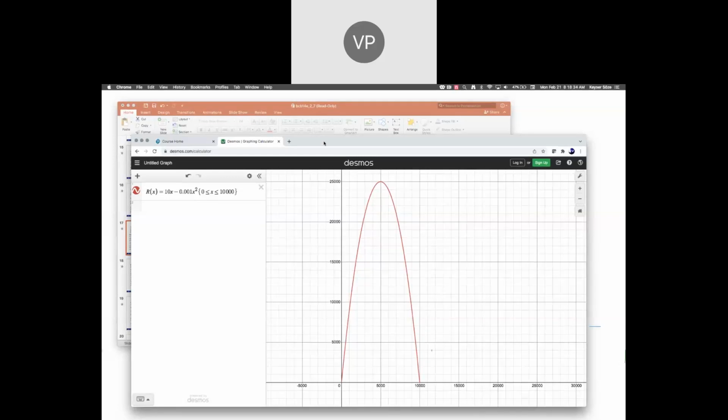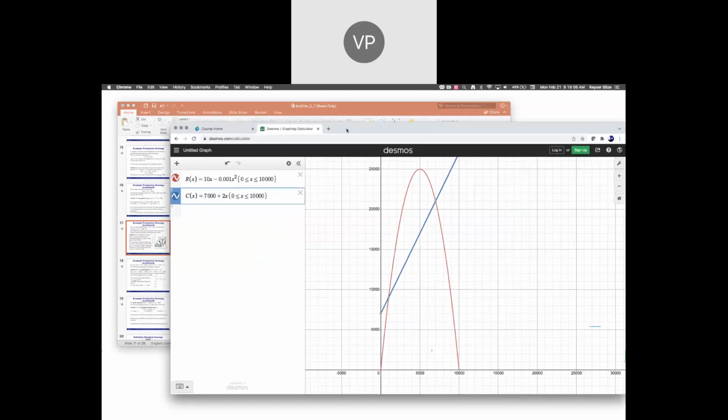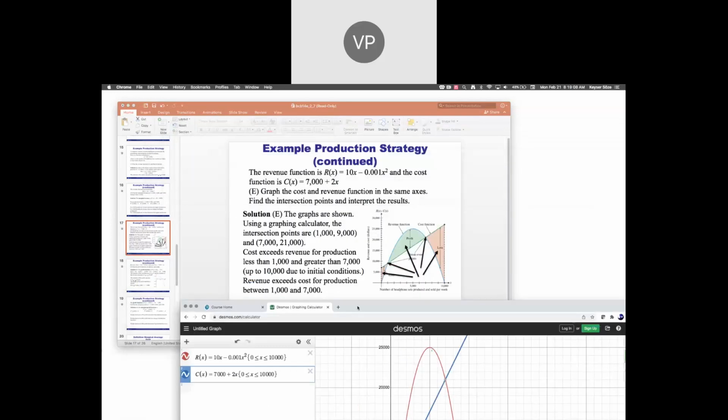And now, the other function, I'll type in the second one, the cost function. 7,000 plus 2x. And again, same thing, I will restrict that to 0 and 10,000. 0 is less than or equal to x less than or equal to 10,000. Okay, so now you see our two functions, which is pretty much like what they had right here.